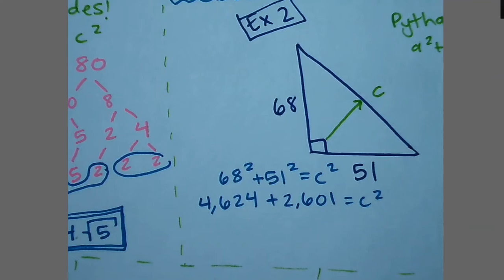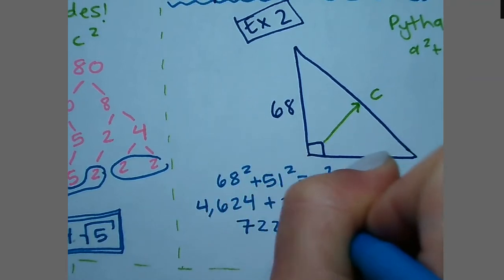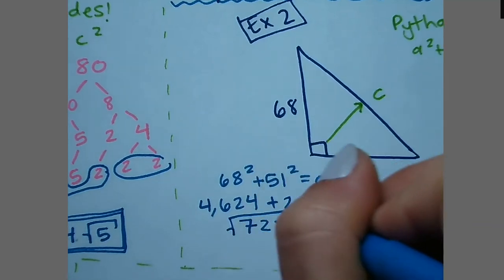And then we're just going to add those two things together. Okay, so we're going to get 7,225 equals c squared. And then we're going to have to take the square root of both sides.